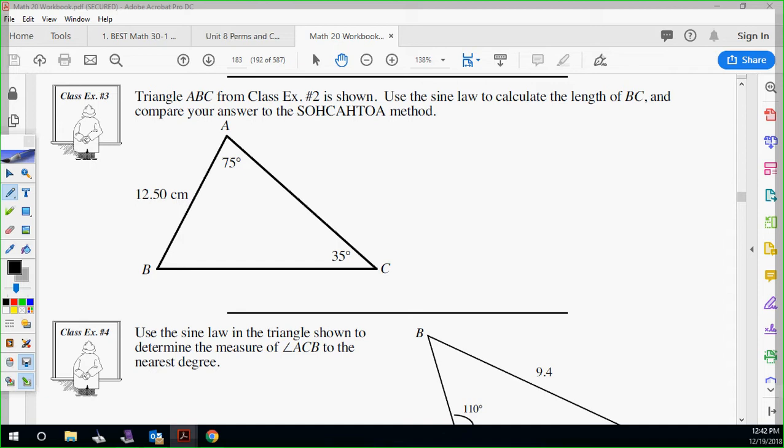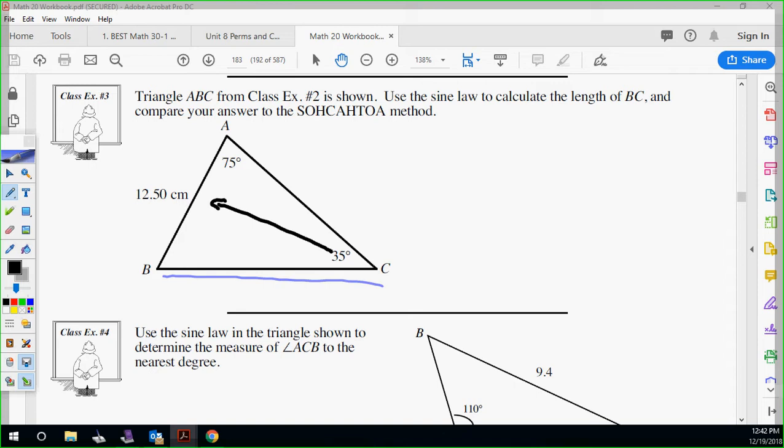My trigger for sine law is I have 3 things, and I want at least one comparison. What I mean by comparison is I see that 35 degrees makes 12.5. The question wants to know what is made for BC. Well, we know BC comes from the 75-degree angle. So here's the hint I'm going to give you, so you know whether to use what's on top or what's on bottom. Are we missing a side or are we missing an angle? A side. Put your sides on top.